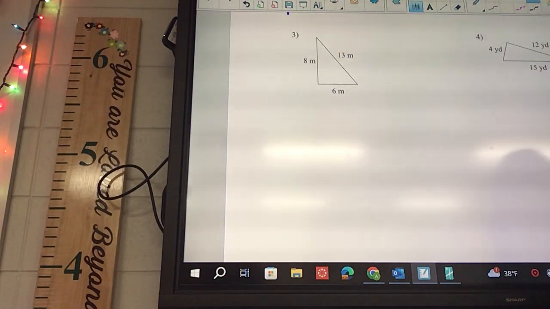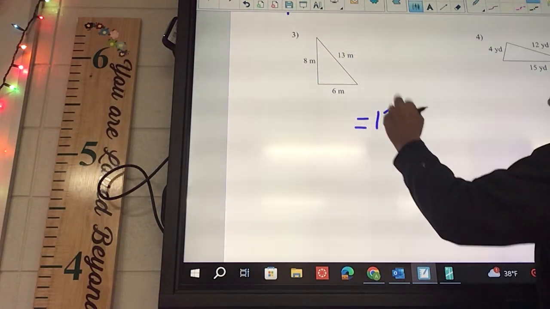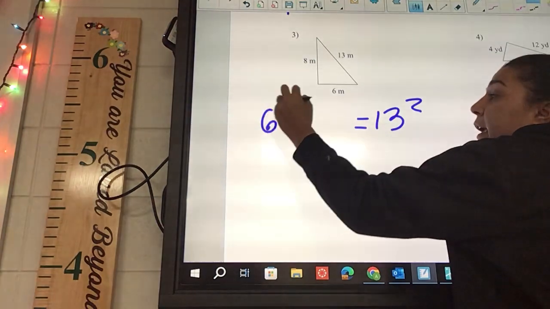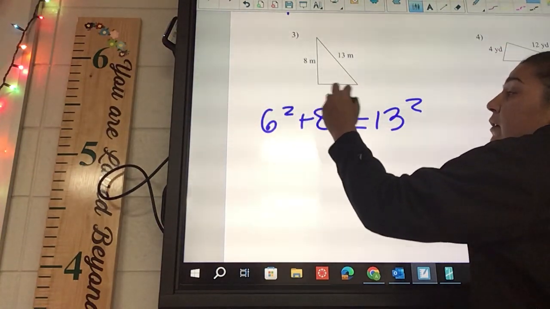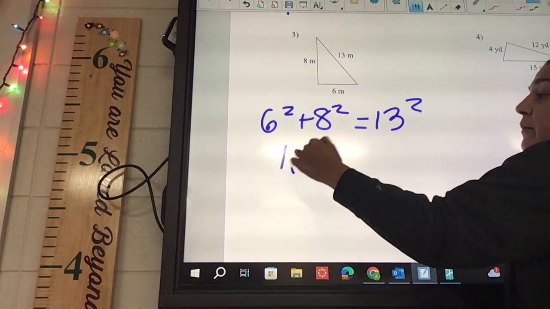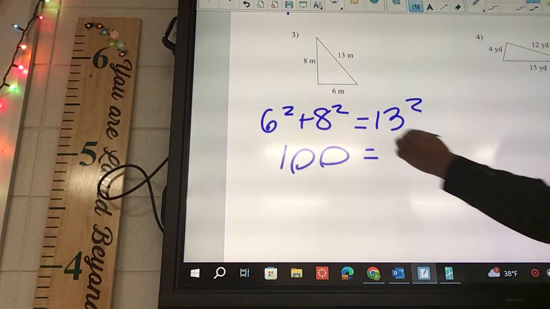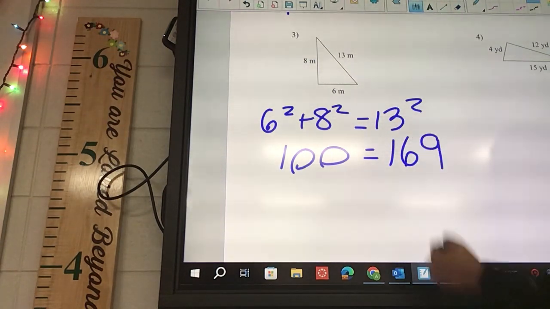Okay, if we look at 3, which one is my C? 13. So you're going to get 13 squared, and again, 8 squared plus 6 squared, and we already figured out what that was. 100. What is 13 squared? 169. So is this a right triangle? No.